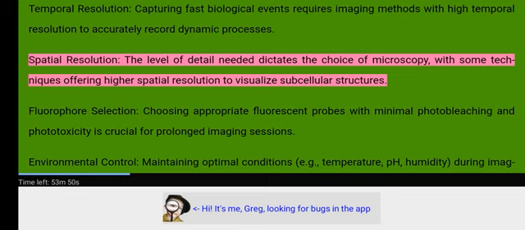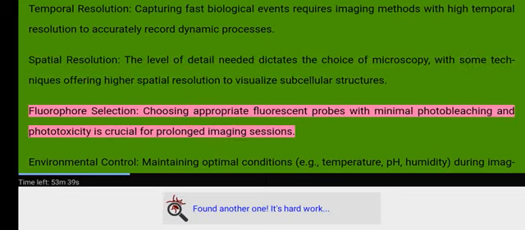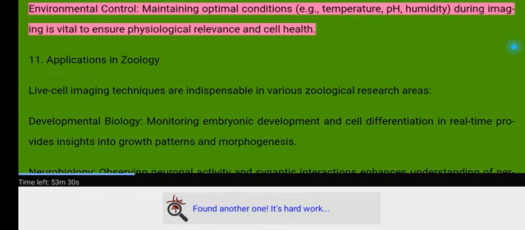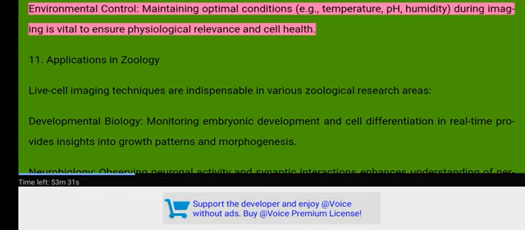Spatial resolution. The level of detail needed dictates the choice of microscopy, with some techniques offering higher spatial resolution to visualize subcellular structures. Fluorophore selection. Choosing appropriate fluorescent probes with minimal photobleaching and phototoxicity is crucial for prolonged imaging sessions. Environmental control. Maintaining optimal conditions, e.g., temperature, pH, humidity, during imaging is vital to ensure physiological relevance and cell health.